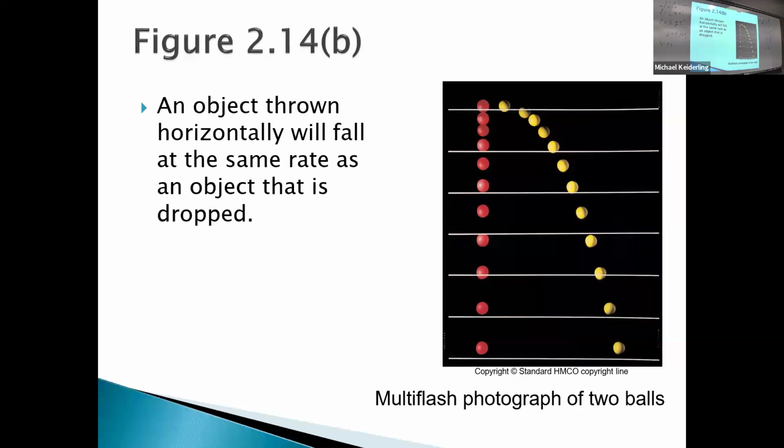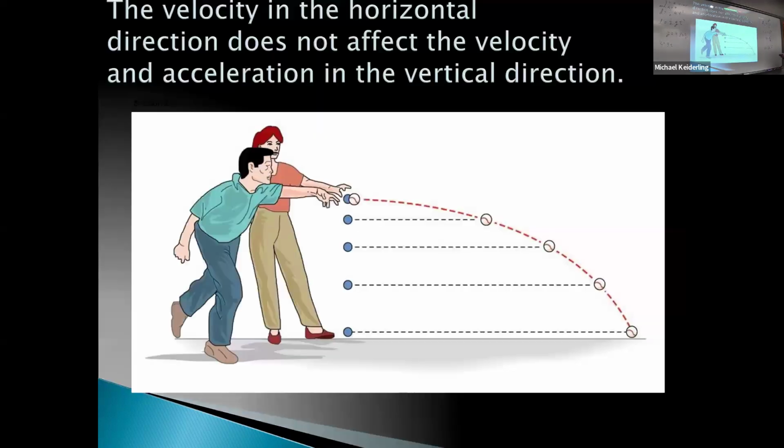So here we can see two balls, one that was dropped and the other fired sideways at the same moment. And this is a series of freeze frames. You can see that over time, they're at the same height for every moment in time. So an object thrown horizontally falls at the same rate as an object that was dropped.